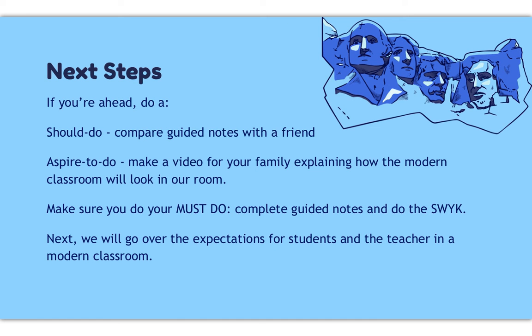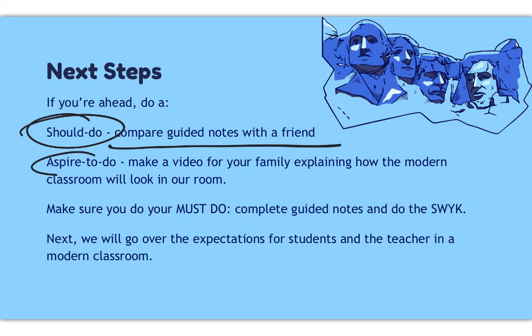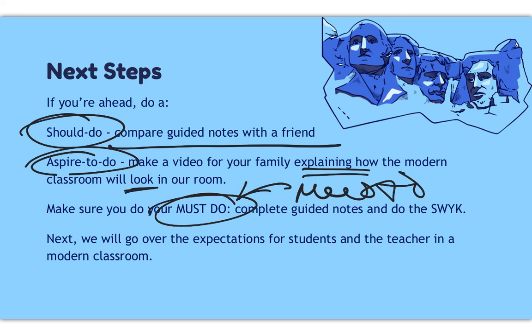All right, let's go ahead and wrap up. If you are ahead, a should-do assignment or activity is to compare your guided notes with a friend and see if you left anything out. Maybe they wrote down some notes that might help you. For your aspire-to-do, make a video for your family explaining how the modern classroom will actually work and look in our classroom. Please make sure you complete the must-do, because those are assignments that you must do, and complete the SWIC for that lesson. Next, we're going to go over expectations for students and teacher in a modern classroom.